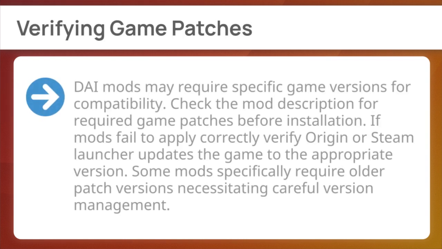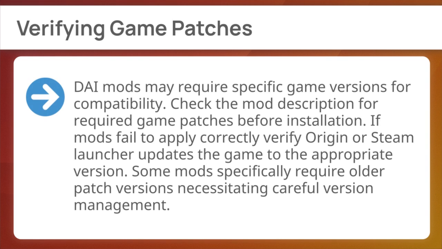Next, verifying game patches. DAI mods may require specific game versions for compatibility. Check the mod description for required game patches before installation. If mods fail to apply correctly, verify Origin or Steam Launcher updates the game to the appropriate version. Some mods specifically require older patch versions, necessitating careful version management.